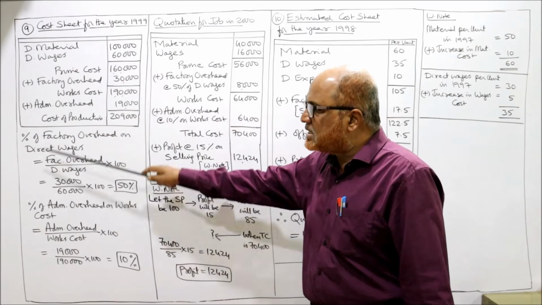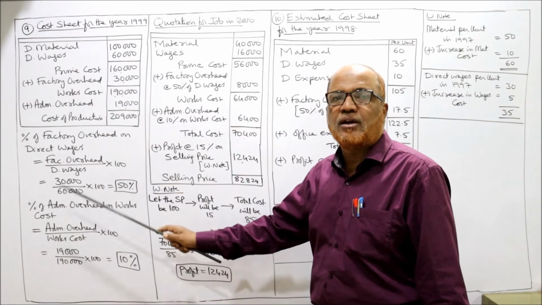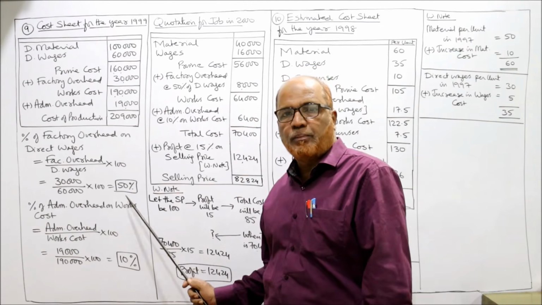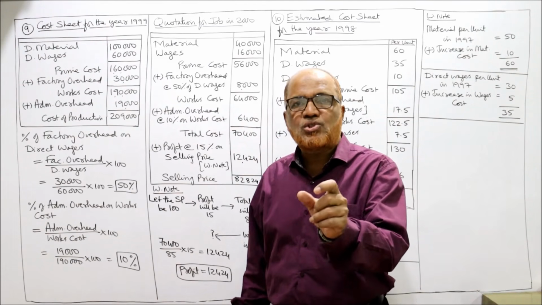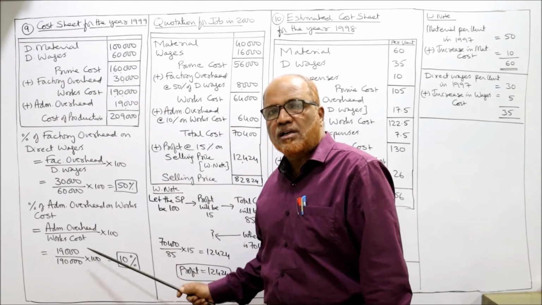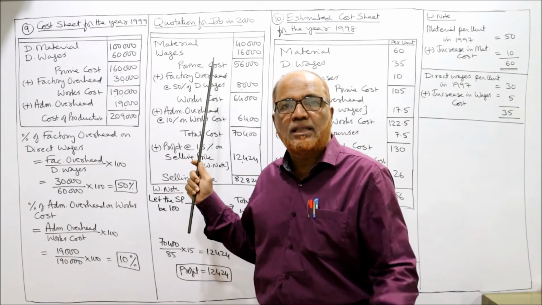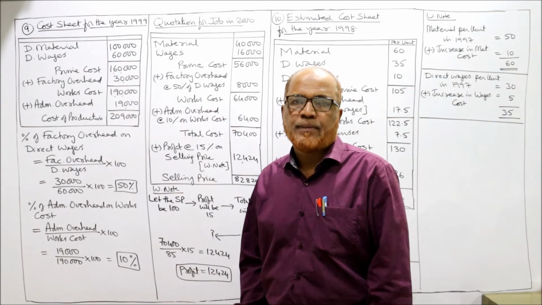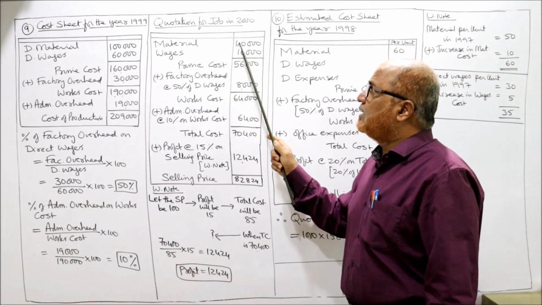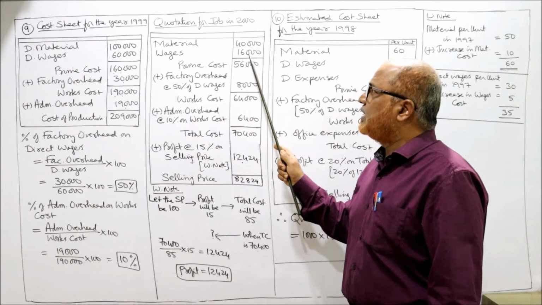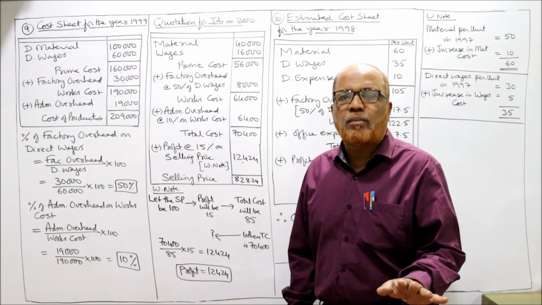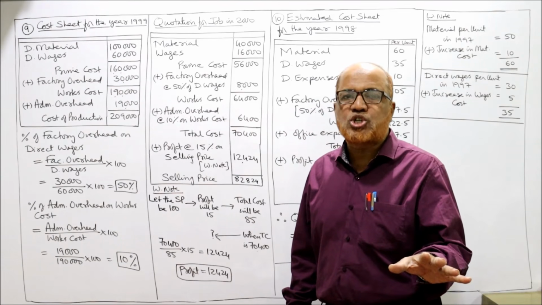So by using the last year's figures, we have calculated two percentages. Percentage of factory overhead on direct wages, 50%. Percentage of administration overhead on works cost, 10%. Now these percentages we are going to apply in the current year's quotation. Current year's quotation. The quotation for job in 2000, material given in the problem 40,000 and wages given in the problem 16,000. So prime cost is 56,000. Nothing is given in the problem regarding factory overhead and administration overhead.